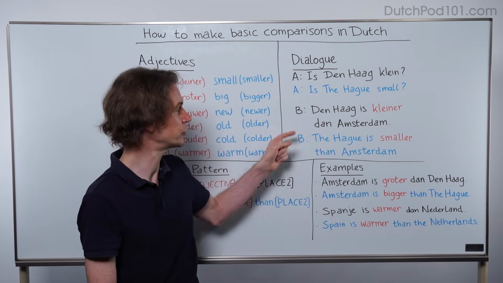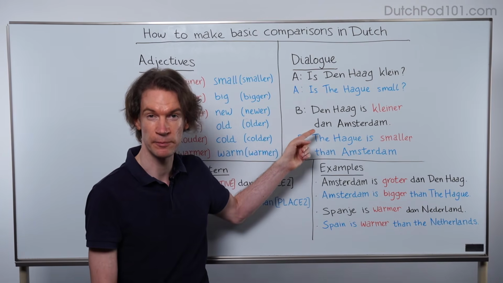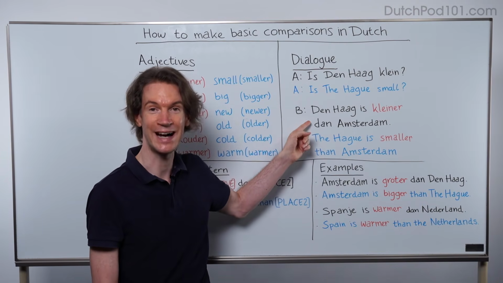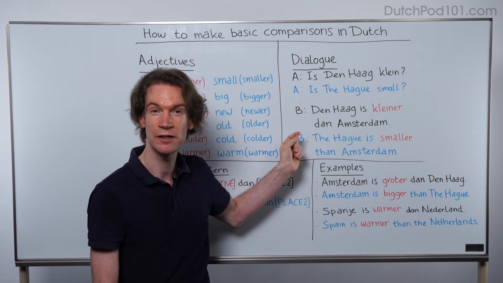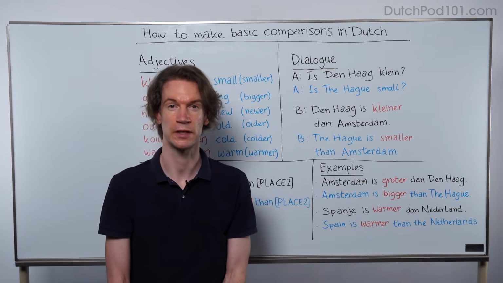Is Den Haag klein? In English, is The Hague small? Then we move to the answer. Den Haag is kleiner dan Amsterdam. The Hague is smaller than Amsterdam.